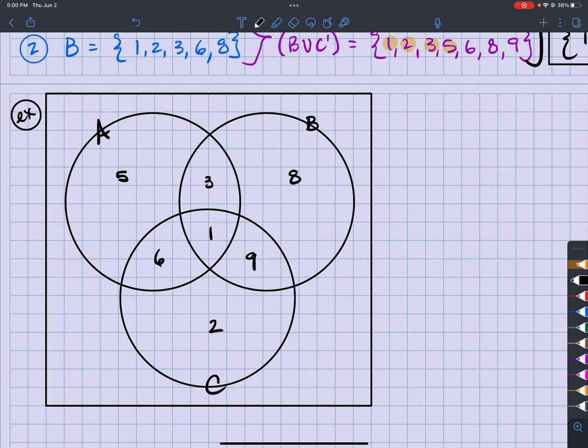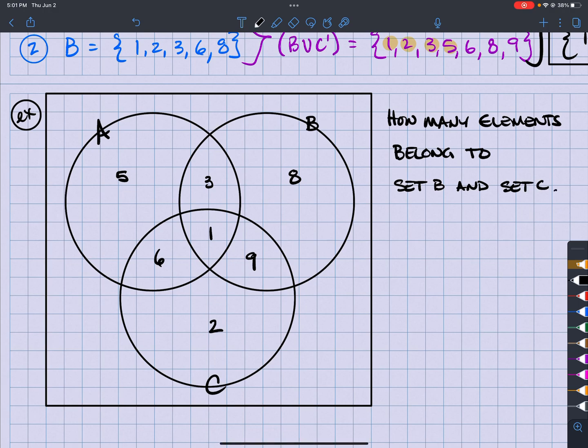All right. So what I want to do is figure out how many elements belong to set B and set C, but not set A.